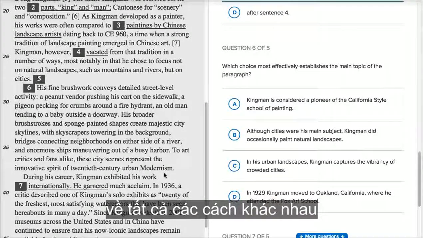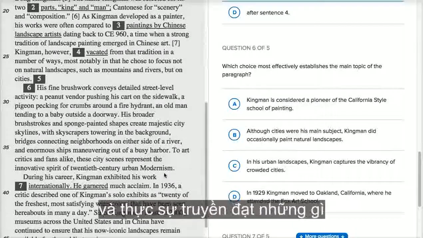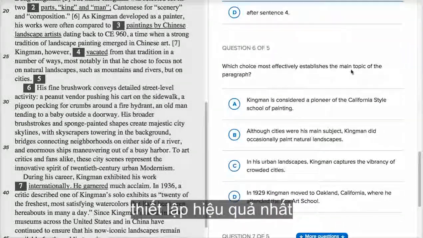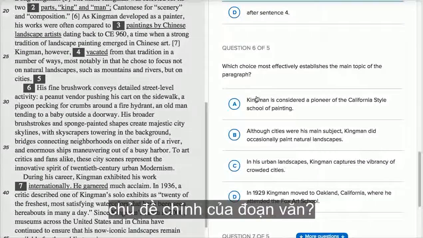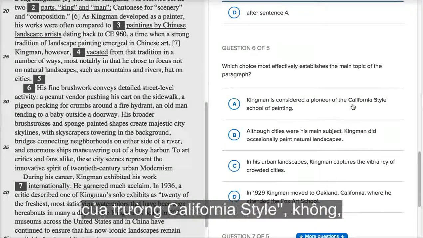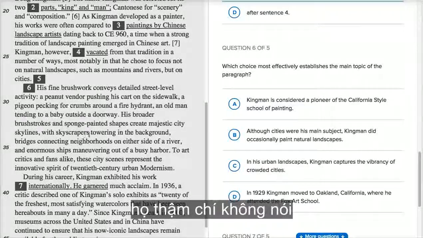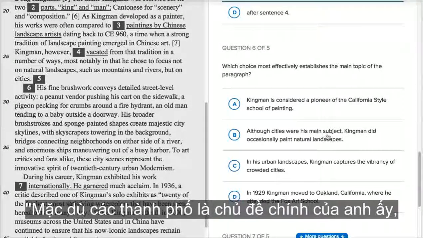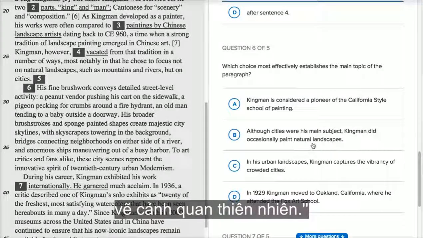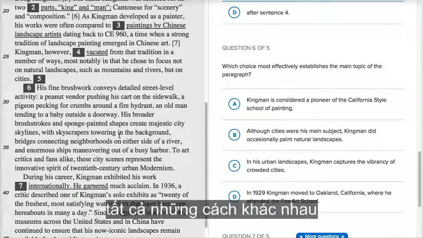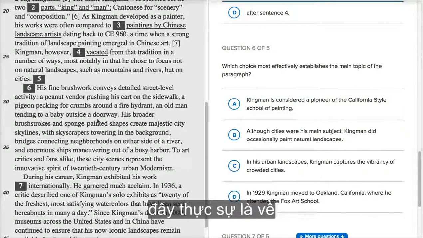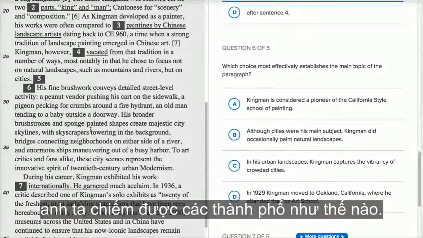All right, so it's talking about all the different ways that he's able to paint and really convey what's happening in a city. So which choice most effectively establishes the main topic of the paragraph? Kingman is considered a pioneer of the California style. No, they're not even talking about the California style. I don't have to even finish reading that first one. Although cities were his main subject, Kingman did occasionally paint natural landscapes. No, this is really just talking about all the different ways that he really captured a city. They didn't say that he also occasionally did natural. This is really about how he captured cities.